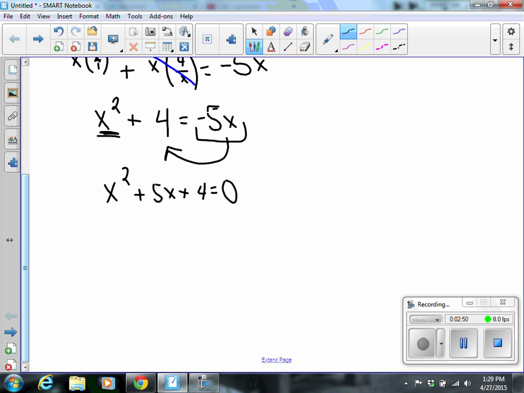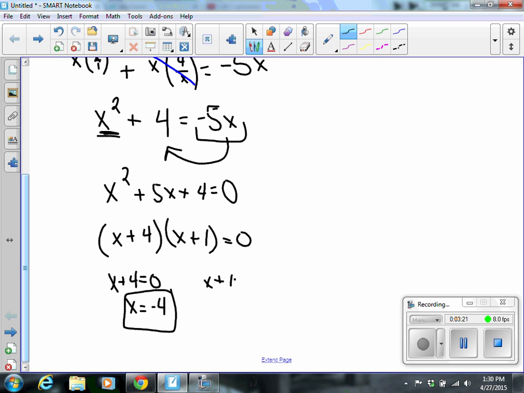Well, I know that this is a quadratic, so I can solve by factoring, I can solve using the quadratic formula, or by completing the square. The option is up to you. I'm going to go ahead and solve this by factoring. I have x plus 4 and x plus 1 equals 0. So now I need to actually solve this. x plus 4 equals 0, so x has to equal -4. And x plus 1 equals 0, x has to be -1.